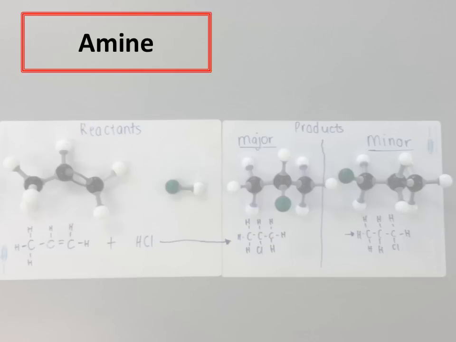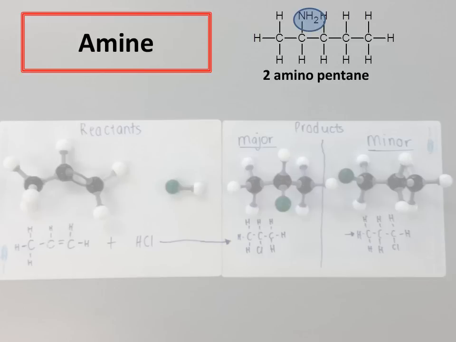Okay, amines. Amines, as the name suggests, there's the functional group of the amine. The name comes from the ammonia. So we've got the amine functional group here. We name it 2-aminopentane.